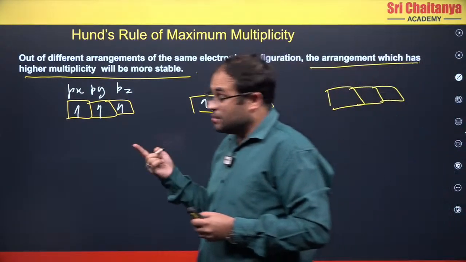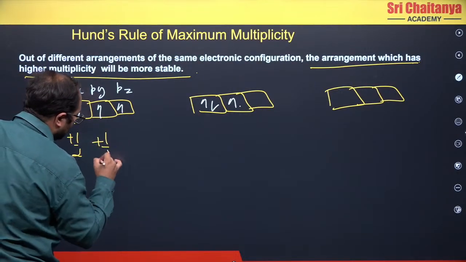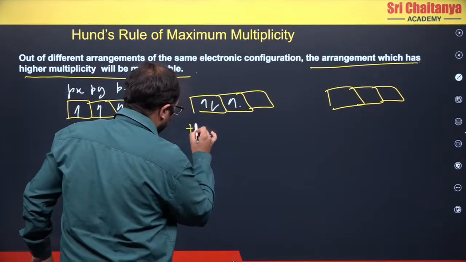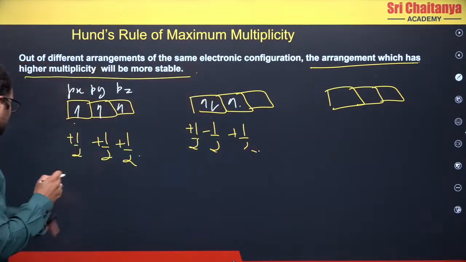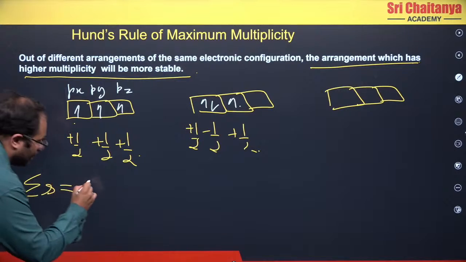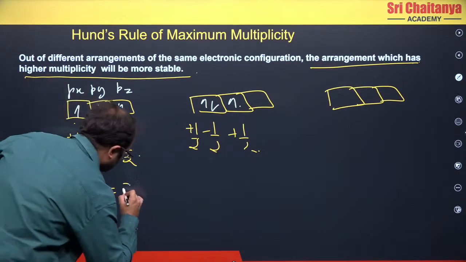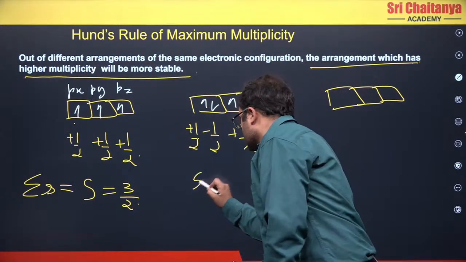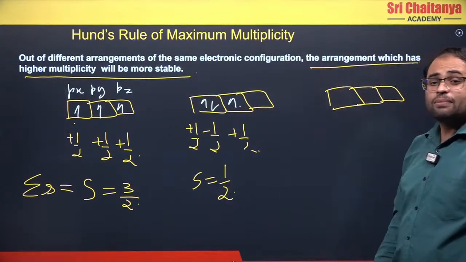Now each electron has a spin. So this electron has plus half spin, this also has plus half, this has plus half. Here this one has plus half, this one has minus half, this one has plus half. If you add these spins, meaning I take the addition of all the spins, this is given as the value of capital S. If you add all these 3, you will get 3 by 2 here. Here you will get S as 1 by 2. Now, what is multiplicity?